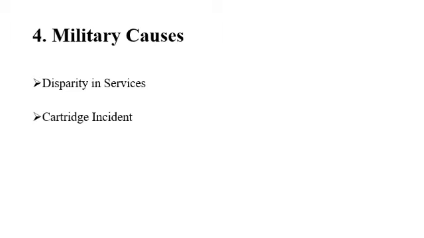And the second point, the cartridge incident was there. This was the most immediate cause of the start of the War of Independence 1857. Like the Enfield rifle was there, and a cartridge that was supposed to be used in that rifle. It was rumored that the cartridge was made with the fat of pig and cow. As we all are aware, pig is something unlawful for Muslims, and cow is the holy thing for Hindus. So they refused to use it.